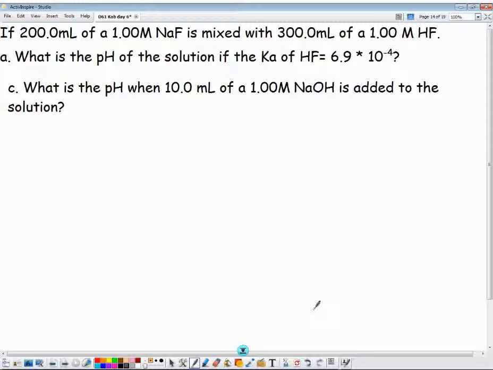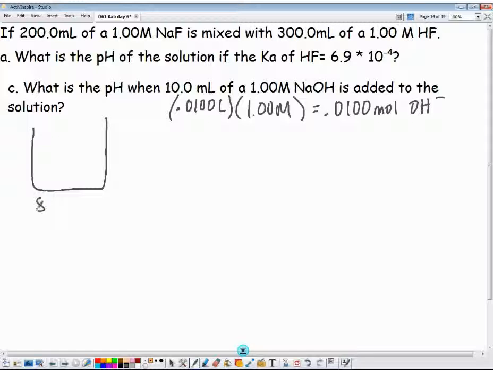All right, so it's the same problem, but now we're adding in some OH minus. It's a buffer, and the buffer is having OH minus added to it, or attacking it, if you will. And what you're adding is 0.01 liters of a 1 molar NaOH. So you're putting in 0.01 moles of OH minus into what? My same original beaker that's got my same original buffer in it. You don't ever change that unless they tell you to change it.